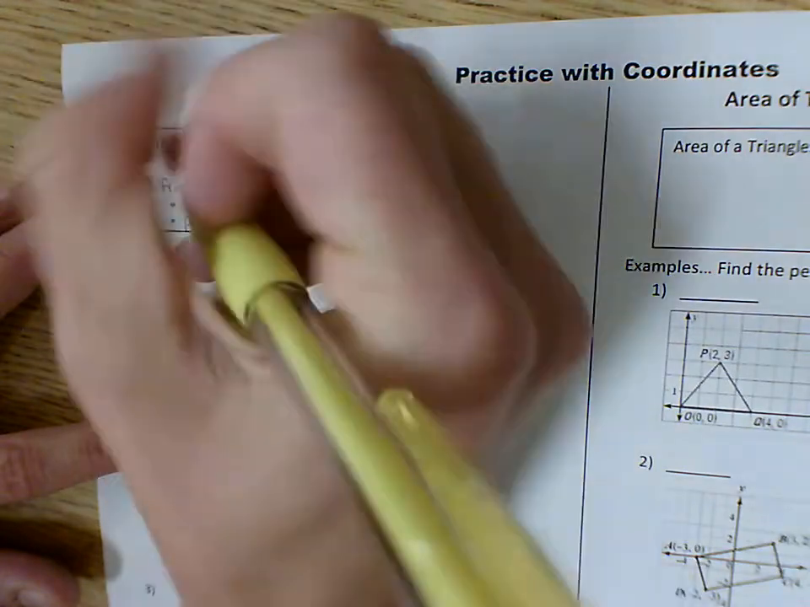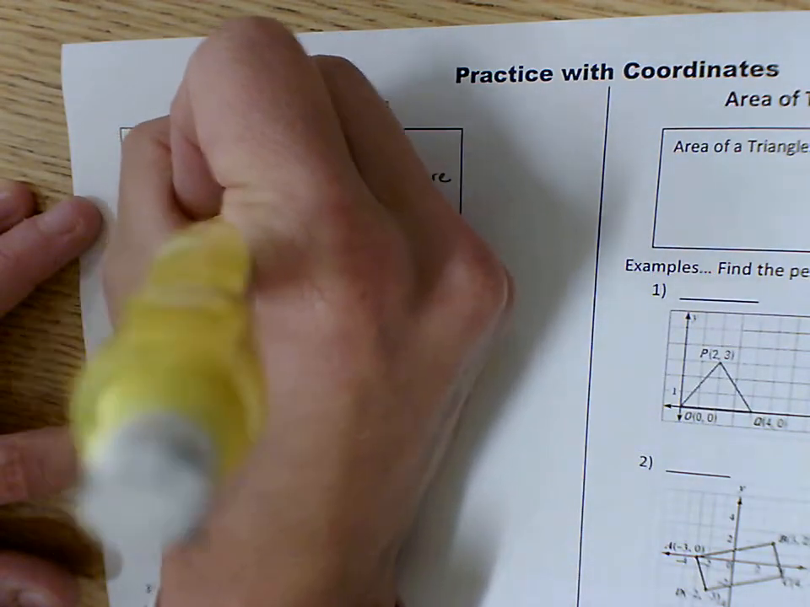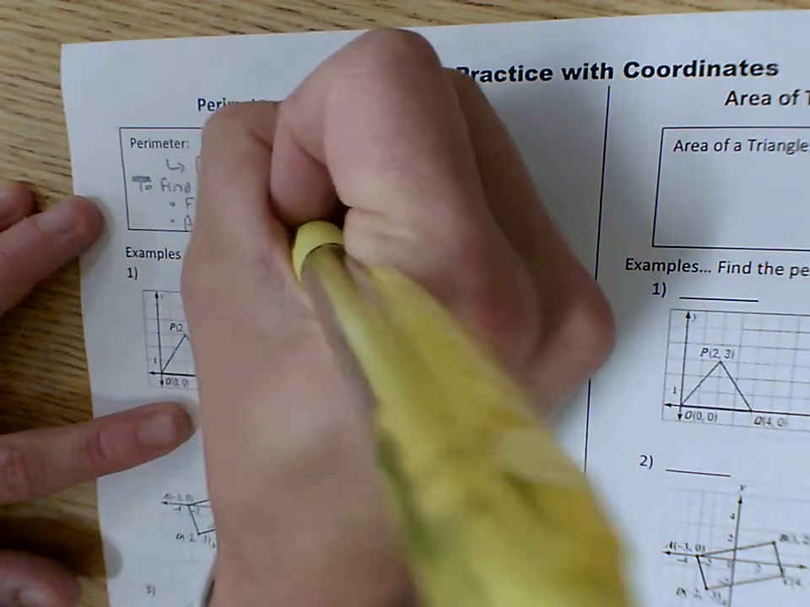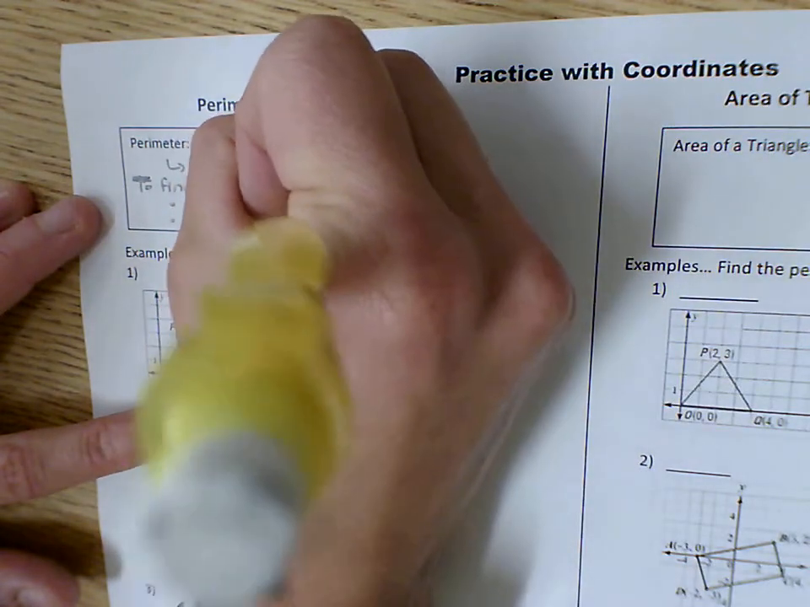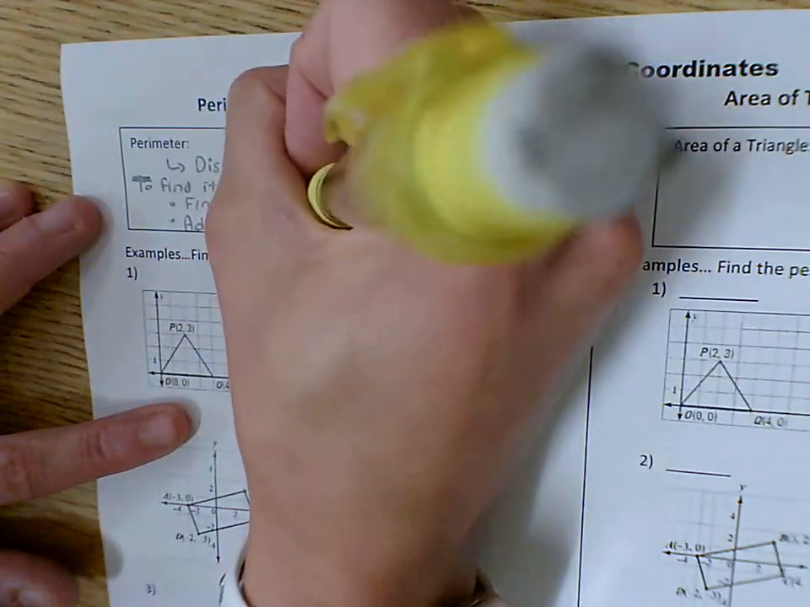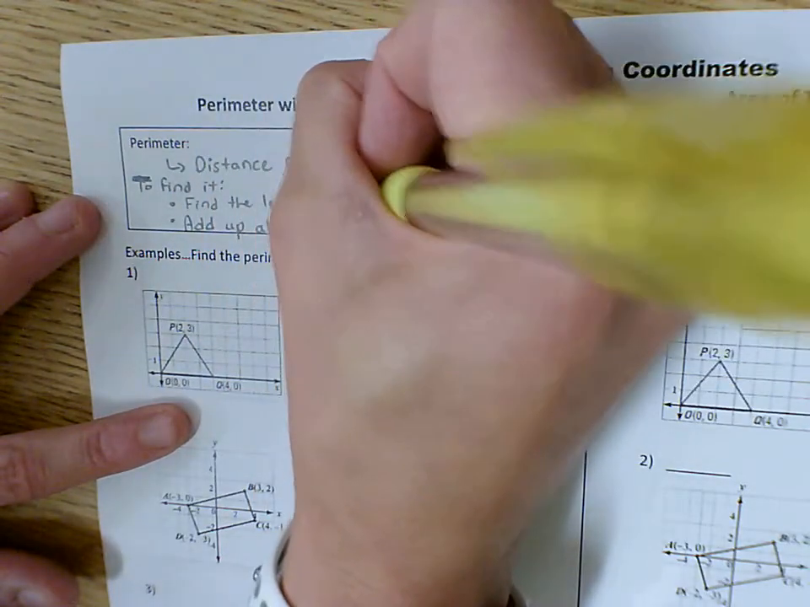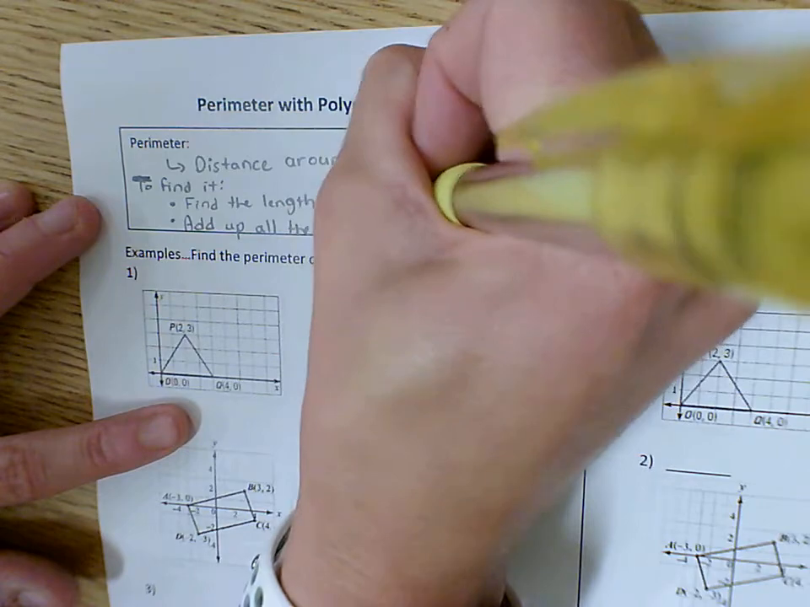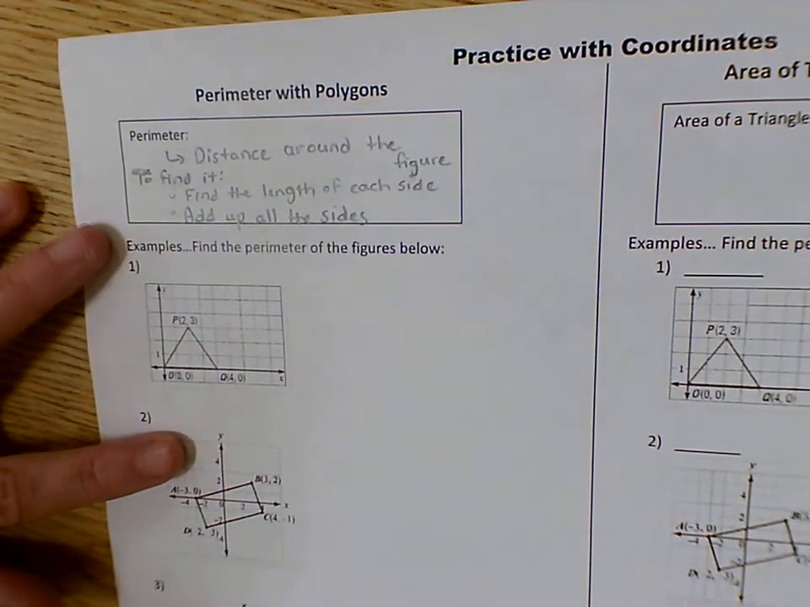So then you add up all the sides. So find the length, and actually let me put this, find the length of each side so that we get a little bit more specific, and then you add up all the sides.